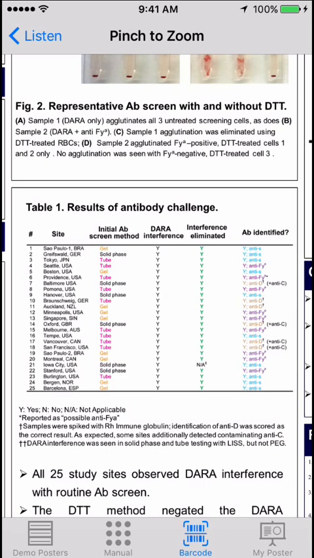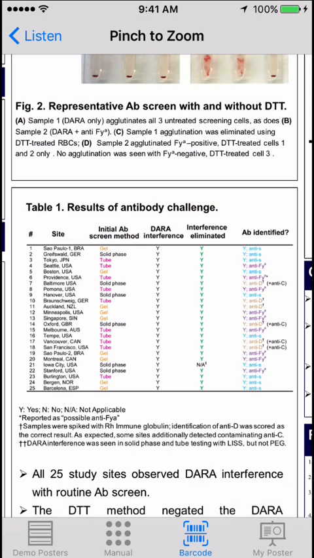As shown by the next column, entitled Interference Eliminated, 24 sites observed elimination of the DARA interference using the DTT assay. As shown by the last column, entitled Antibody Identified, all 25 sites were able to use the DTT method to correctly identify the antibody unknown, either anti-Duffy, anti-D, or anti-s.